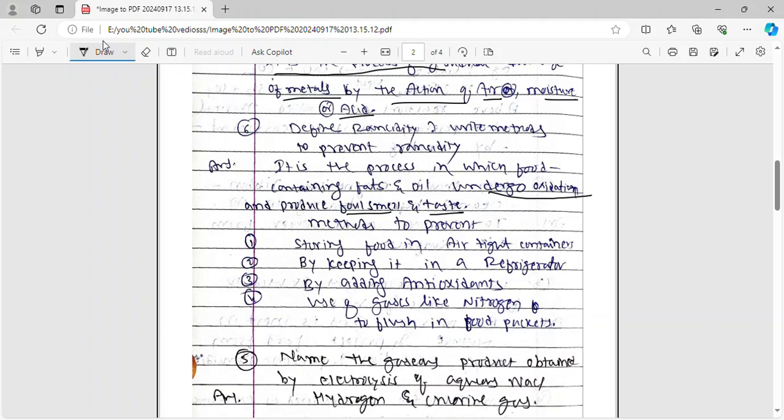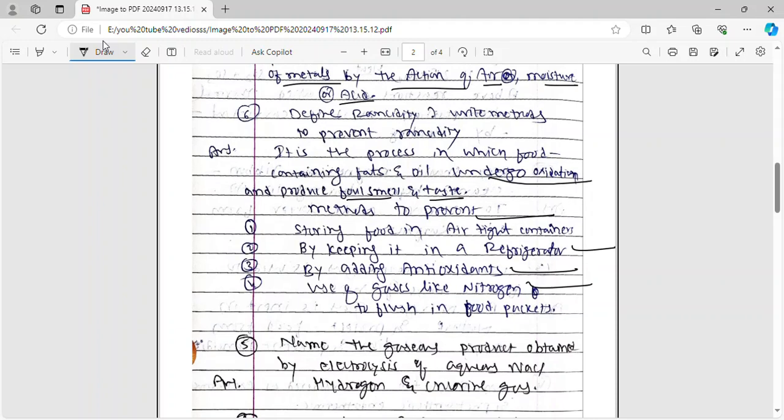How to prevent this rancidity? You can prevent it by storing the food in an airtight container, by keeping the food in a refrigerator, by adding an antioxidant, or you can use gases like nitrogen, which is inert in nature, to flush food packets like chips packets and all, right?